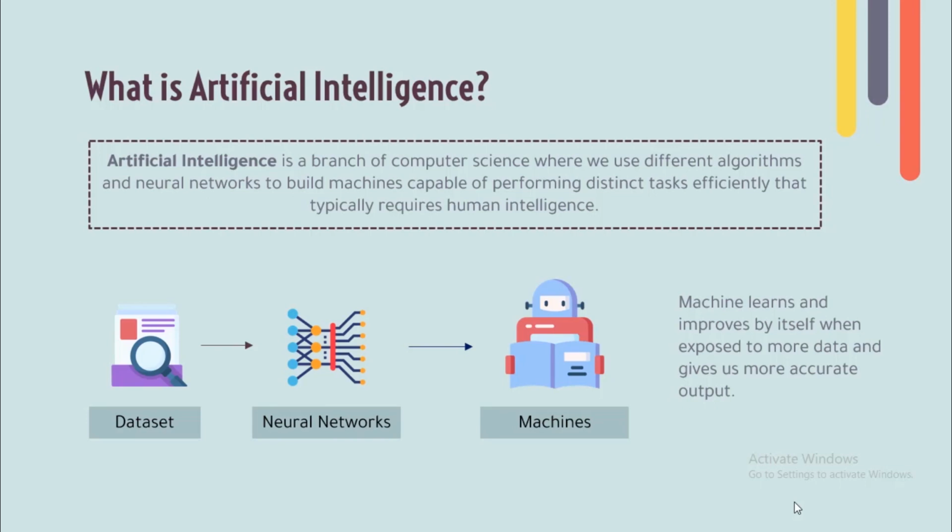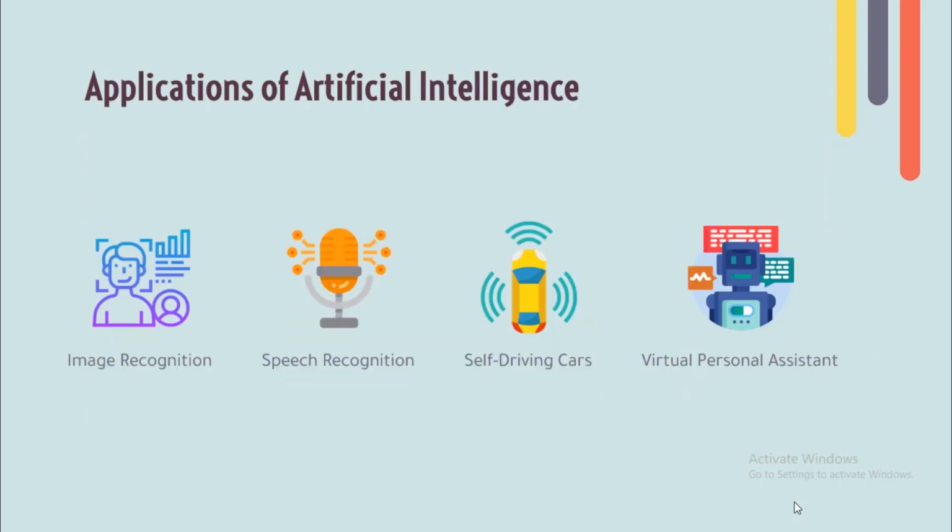So there are various applications of artificial intelligence. The first ones are image recognition, speech recognition, then self-driving cars, and virtual personal assistants. There are many more applications, but these are a few of them.